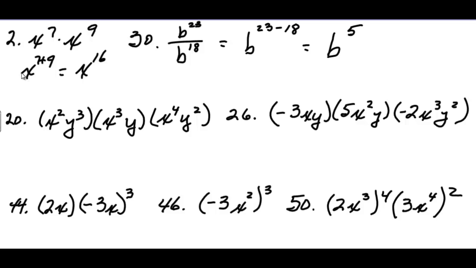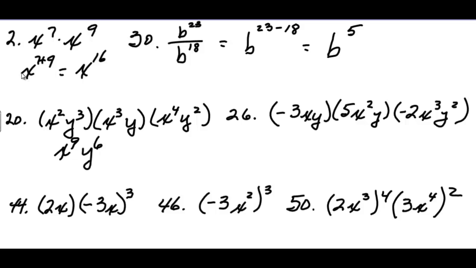First, we'll look at problem number 20, where you have x squared, quantity x squared y cubed, quantity x cubed y, and quantity x to the 4th y squared. In this particular case, all you have to do is count the number of exponents for x. You have 2 plus 3, that's 5, plus 4, that makes that x to the 9th. And the exponents for y are 3, 1, and 2, so that makes that y to the 6th. Pretty simple.